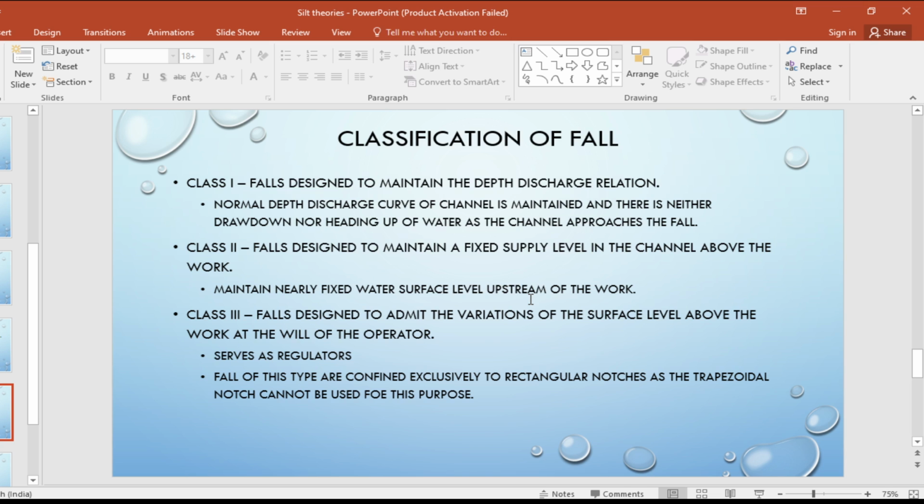In practice, falls of this class are confined exclusively to rectangular notches, as the trapezoidal notch cannot be used for this purpose. Okay, here rectangular notches are used, and trapezoidal notches cannot be used here. Okay, now this is class 3.